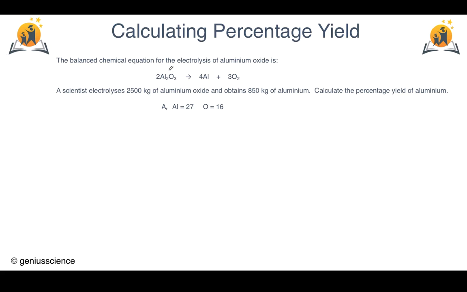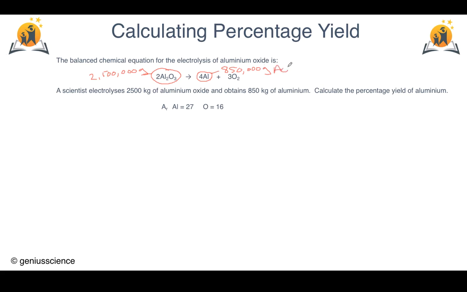So first of all, circling our important info, we have 2,500 kilos of aluminium oxide, but we need to convert it to grams. So we have 2.5 million grams. Don't be surprised by the large amounts in industrial chemistry. And for aluminium, 850 kilograms in grams times in by 1,000 is 850,000 grams. We're doing this because the mole equation, the standard units are grams.